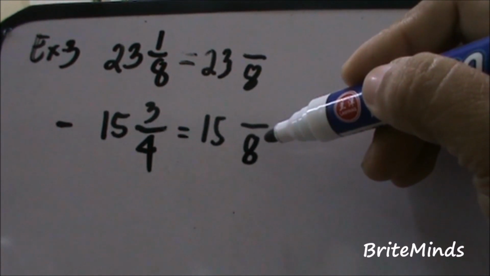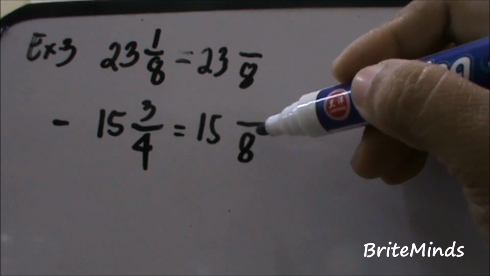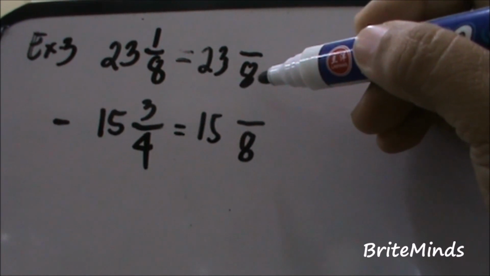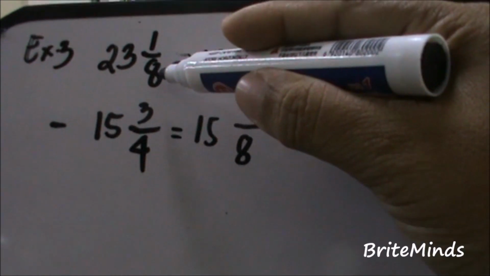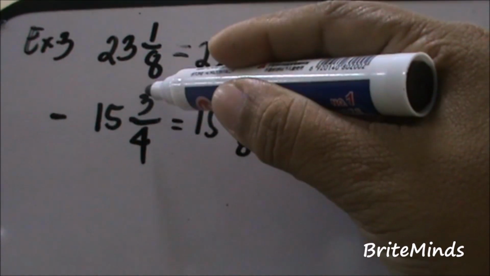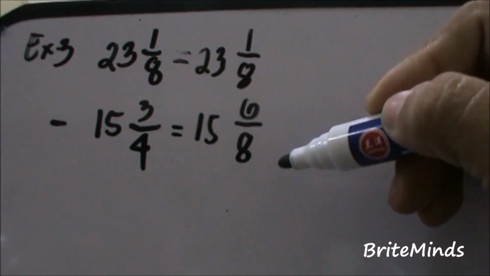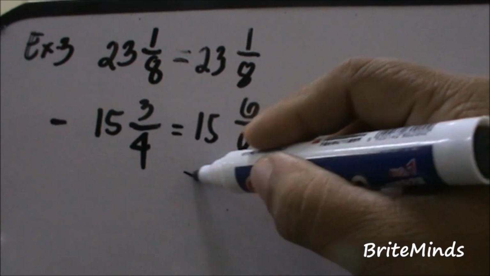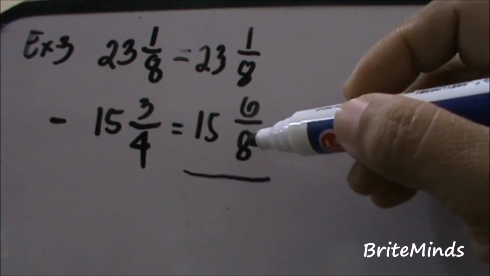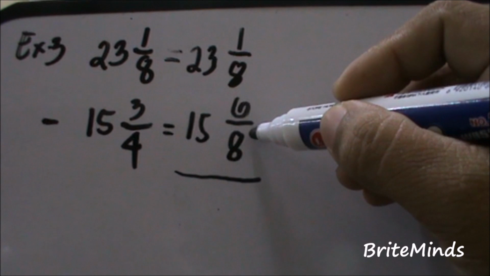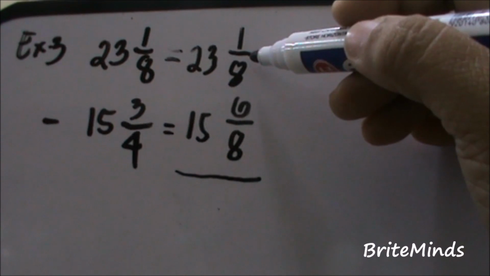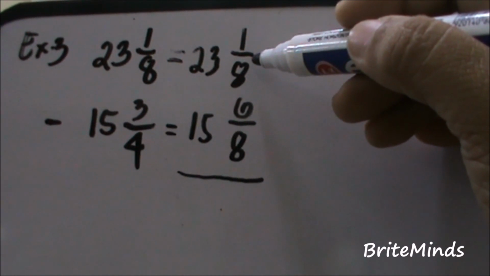As I have discussed in the other videos on how to get the least common denominator, 8 divided by 8 is 1. 1 times 1 is 1. 8 divided by 4 is 2. 2 times 3 is 6. Can we proceed to subtraction now? No, we cannot, because the fractional part of the subtrahend is greater than the fractional part of the minuend.